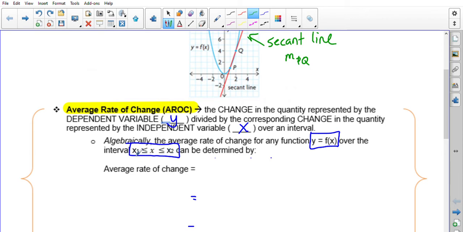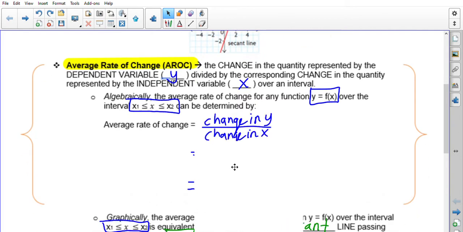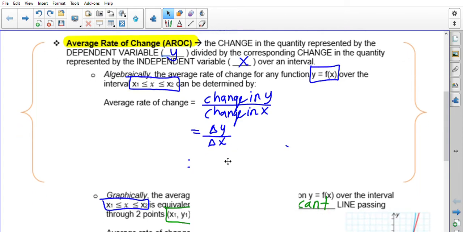So say, I give you one x value, x1, and I want you to tell me what the average rate of change is from x1 to x2. So all you have to do in that case is, we know that average rate of change is change in y over change in x. Okay, so usually that's written, you might see it more in science, as delta y over delta x.